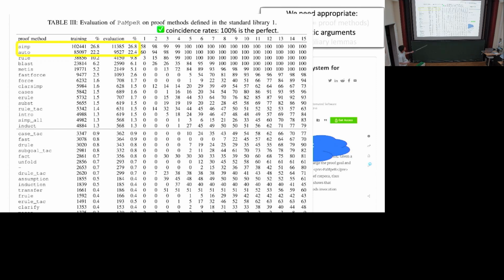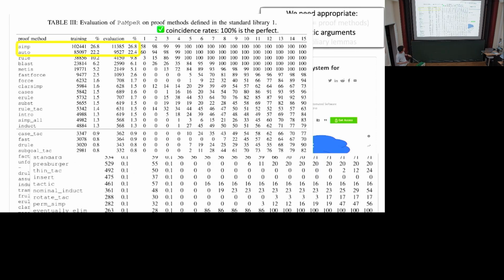The numbers are called coincidence rates. I prefer not to explain this in detail, but you can see that if the number goes to 100, it's better. And the number at the top means how many recommendations we can make. So we get good numbers for auto and simp.